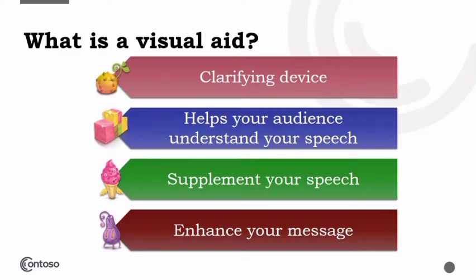Okay, let's start with the definition of visual aids. What is a visual aid? In a literal meaning, visual aids can be defined as a clarifying device that can help your audience understand your speech in public speaking. People find a speaker's message more interesting, easily understood, and retained longer when it is presented visually as well as verbally.